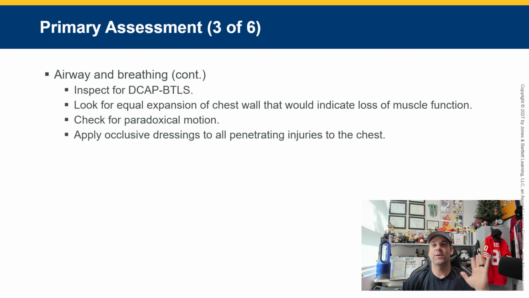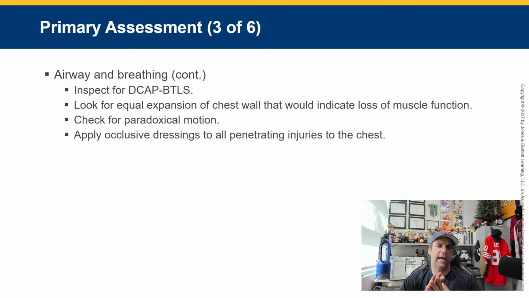Perfect. Look again for those paradoxical movements. Again, that's where a section of the chest moves inward during inhalation and outward during exhalation. These findings are really going to suggest a chest segment caused by, again, multiple rib fractures, which we're going to talk about a little bit later on. And it creates what we call a flail segment.